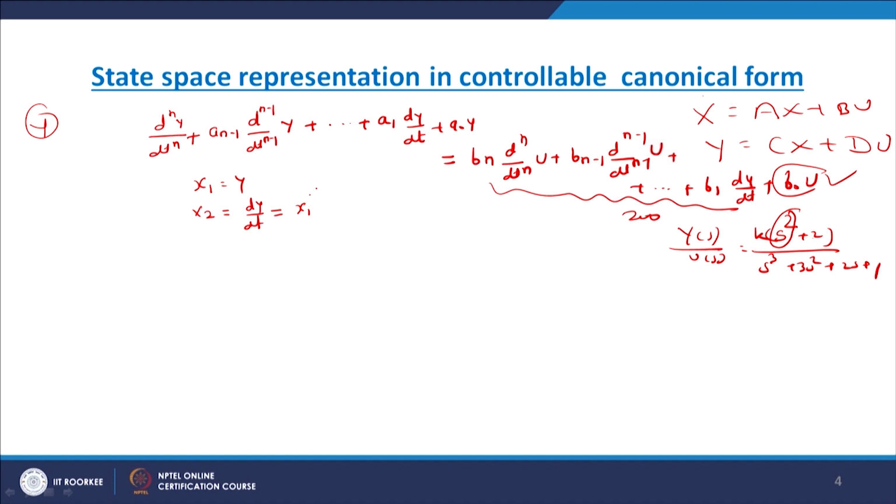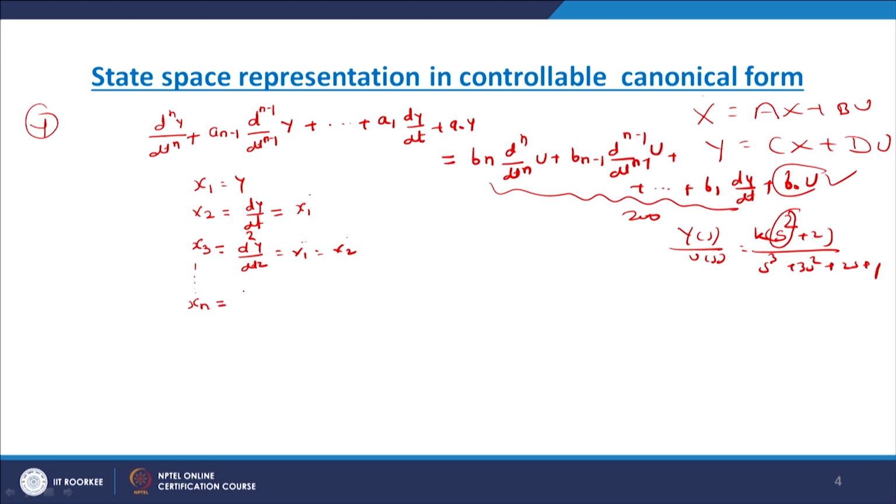Now, about the remaining variables, I can take another variable x3, which is d square y by dt square. That is nothing but x1 double dot, which equals x2 dot. So, now x2 dot equals x3, and x1 dot equals x2, where x1 equals y. Now, this process we can repeat, and so on up to xn.